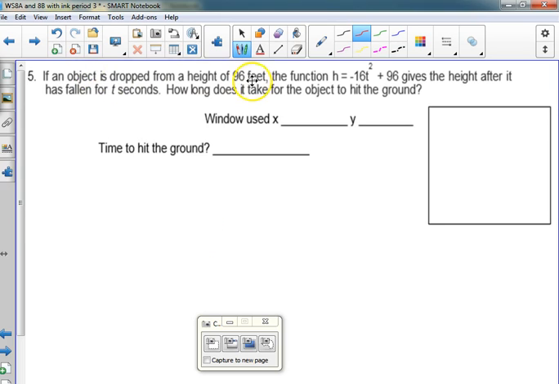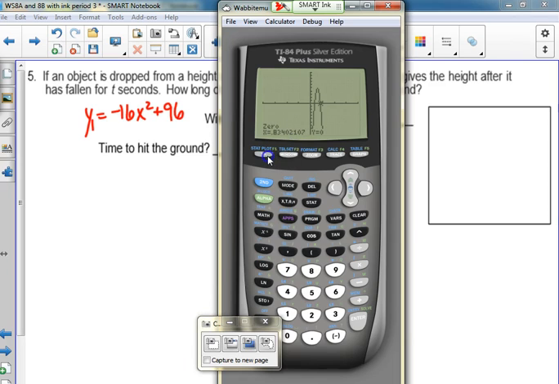If an object is dropped from a height of 96 feet, the function here gives the height after it's fallen for t seconds. So we're going to put into y1 negative 16x squared plus 96. Why doesn't this have a middle term? Does anybody notice what's different about this than the one we did yesterday? Why it doesn't say like plus 112 or minus 112x in the middle?